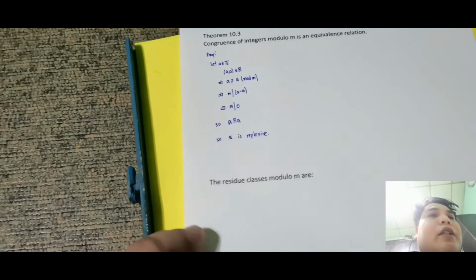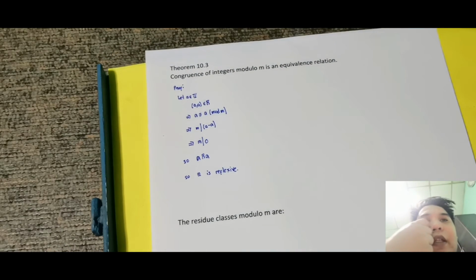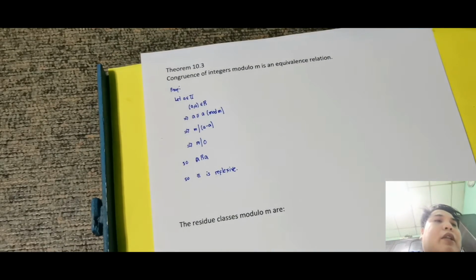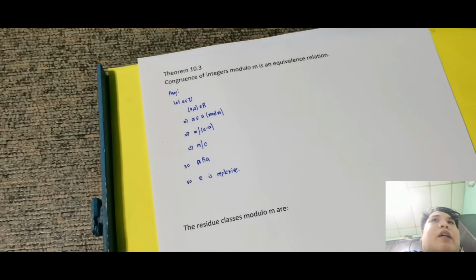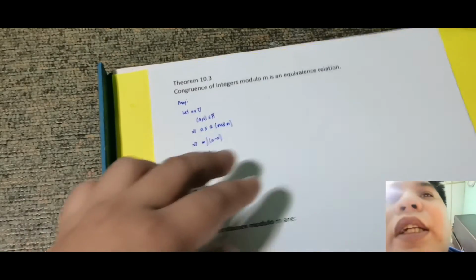Okay, so next, kailangan natin patunayan na siya ay symmetric. So paano naman pag symmetric? So dalawang letter lang gagamitin. So we have a and b. So ang dapat natin makita, a congruent to b mod m implies b congruent to a mod m. So dapat magpalit.